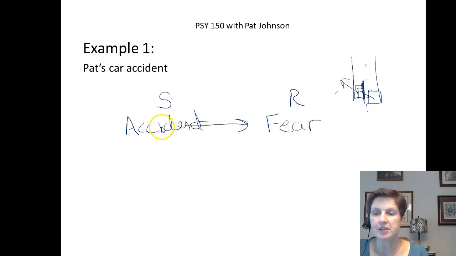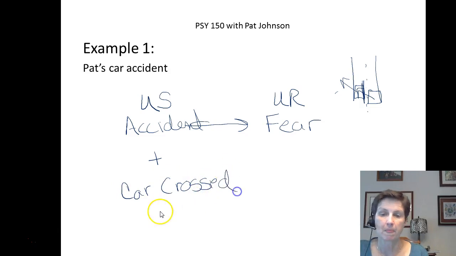Now, car accidents, serious car accidents causing fear, do we have to learn that that's scary? No, that's scary all on its own. So the accident would be an unconditioned or an unlearned stimulus causing an unconditioned response. Now, why is this classical conditioning? Because right before the accident, I saw the car cross the center line.